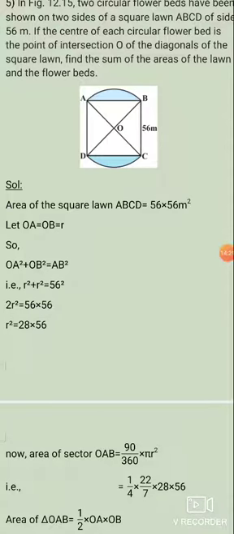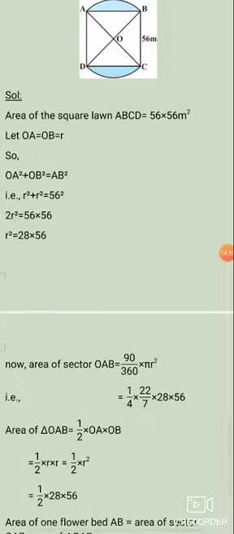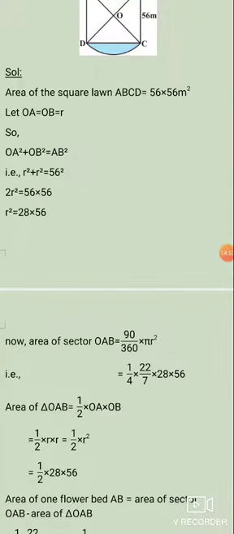The area of the sector OAB is equal to what? 90 is the angle. Okay, so 90 by 360 into pi r square. That is 90 by 360 what? 1 by 4 into pi into 28 into 56. Now area of the triangle OAB is equal to half into OA into OB, which is equal to what? Half into R square. Now the next one, half into what is that? R square is what? 28 into 56.